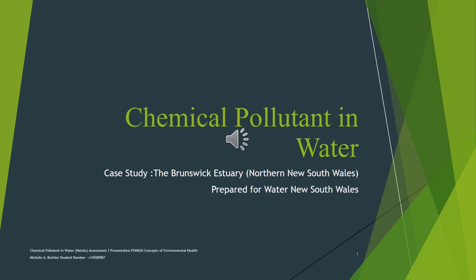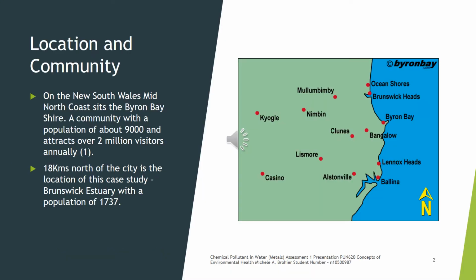Chemical pollutants in water. Our group topic is chemical pollutants in water, and we agreed on metals as the pollutant. This case study is the Brunswick estuary situated in the Byron Bay Shire in the north coast of New South Wales. It has a population of 1,737.